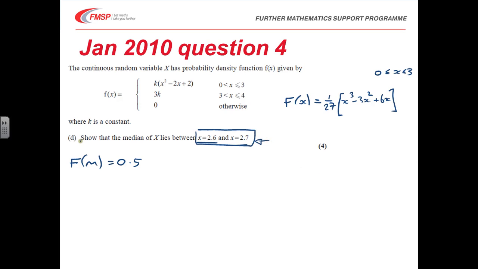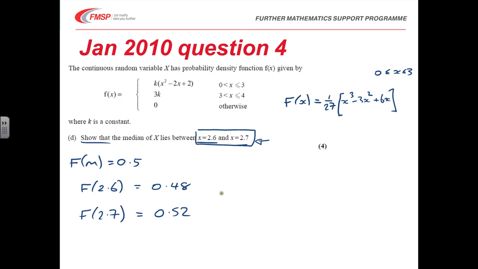Now, it's a show that question. You could set this to equal 0.5 and solve it if you wanted, but you can appreciate that that's going to be a little bit difficult. So, because it's a show that, we can use the fact that if I put 2.6 in, and I put 2.7 in, something interesting happens. If I put 2.6 into this equation, I get 0.48. If I put 2.7 into this equation, I get 0.52.